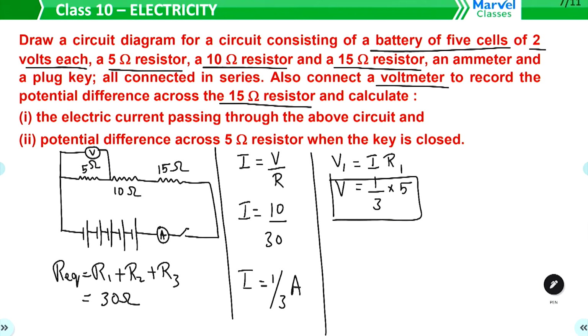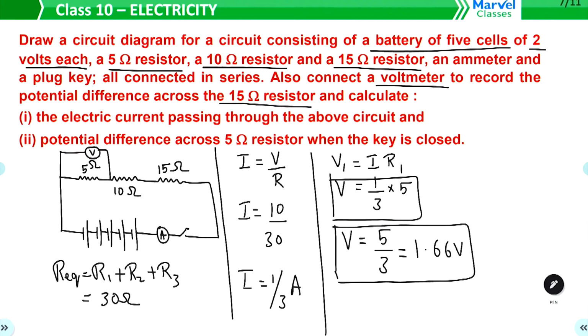So, V is equal to 5 by 3, which is equal to 1.6, because if I put 1, you will have 3 balances 2, 6 is 18, and you will again have balance 2, so it is 1.66 volt. So, this will be the potential drop across that 5 ohm resistor.